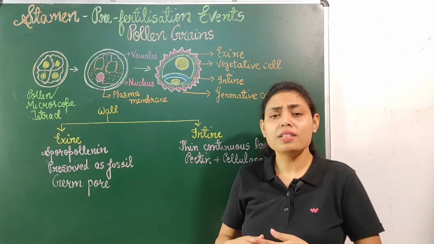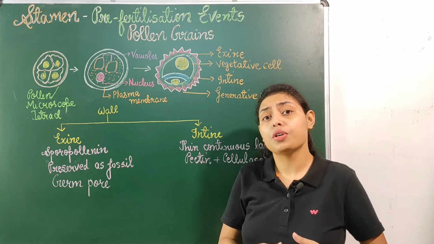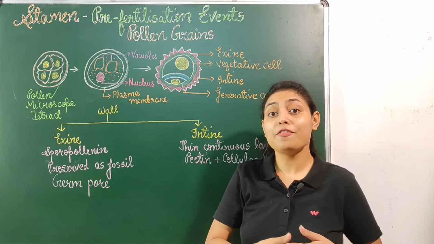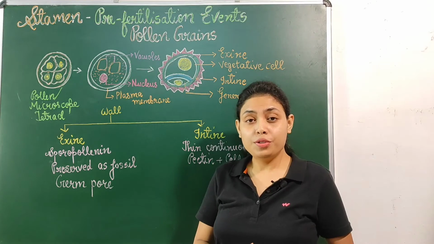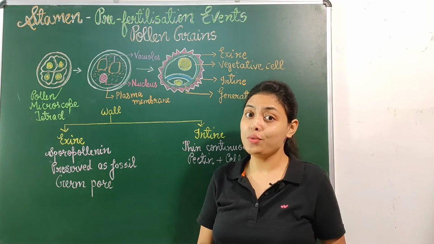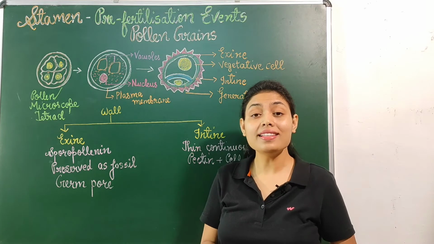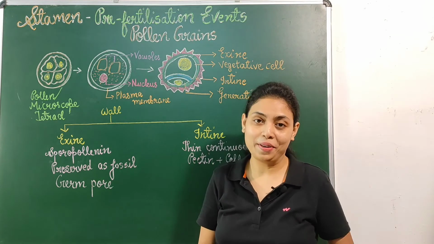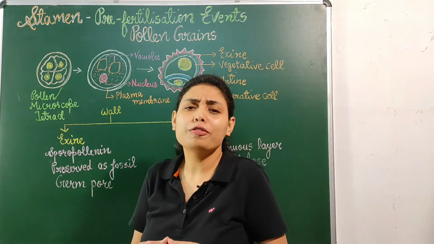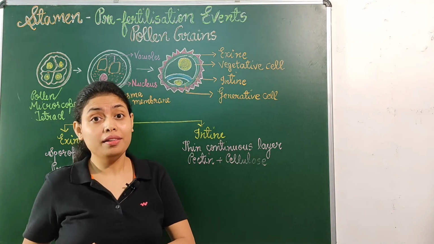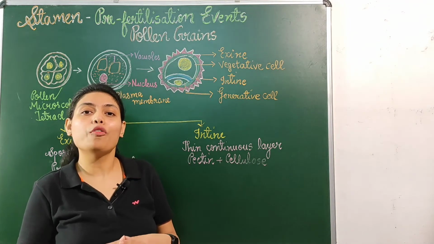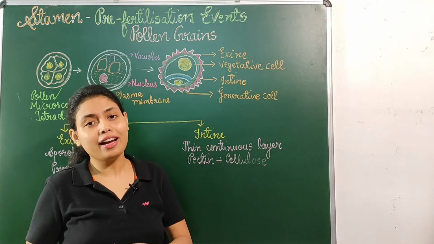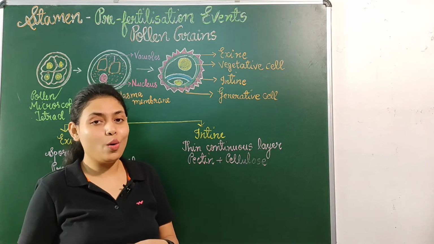Exine has a very prominent aperture or an opening called germ pore. We will study about this germ pore in the next event, that is the fertilization event. Germ pore is an opening or a place where sporopollenin is absent. Now let us see the inner wall. The inner wall of pollen is known as intine. Intine wall is made up of a thin continuous layer of pectin and cellulose.